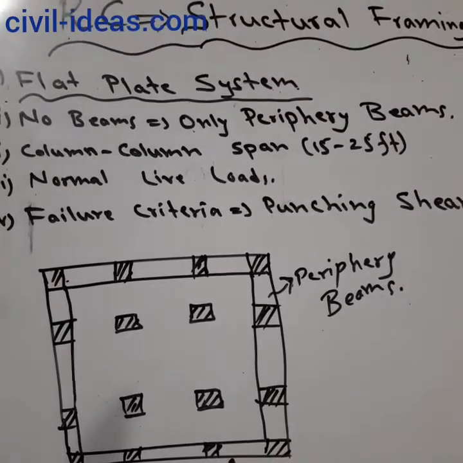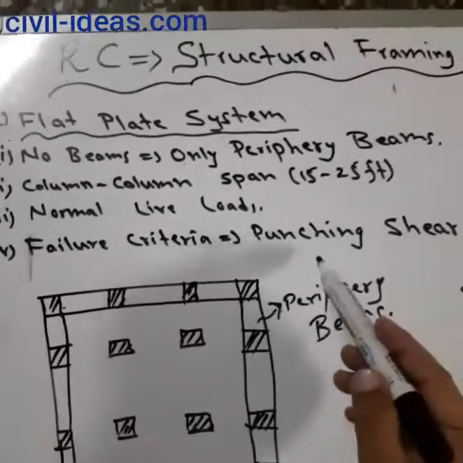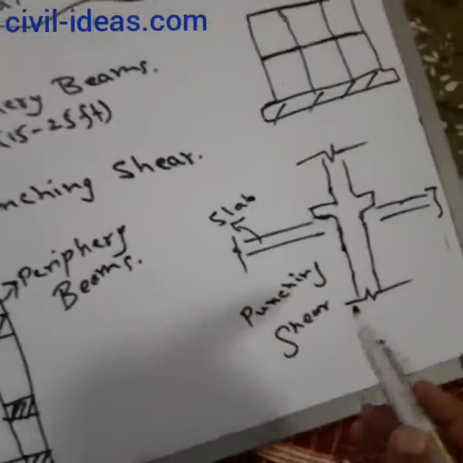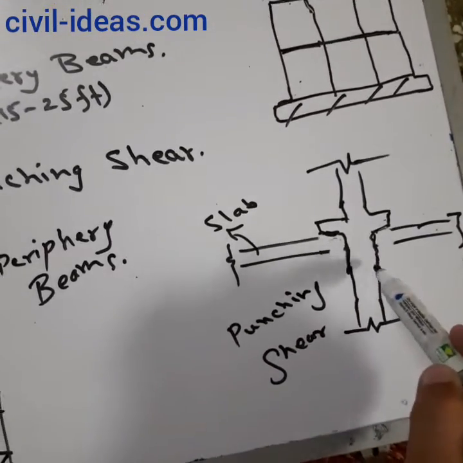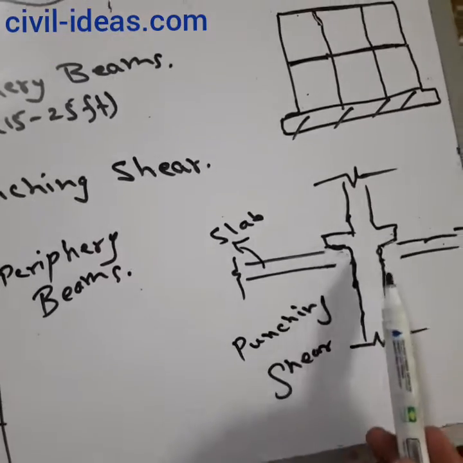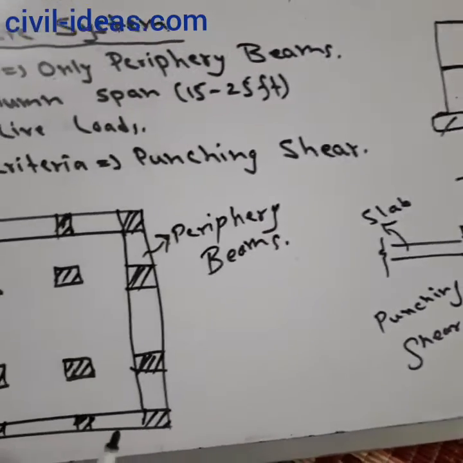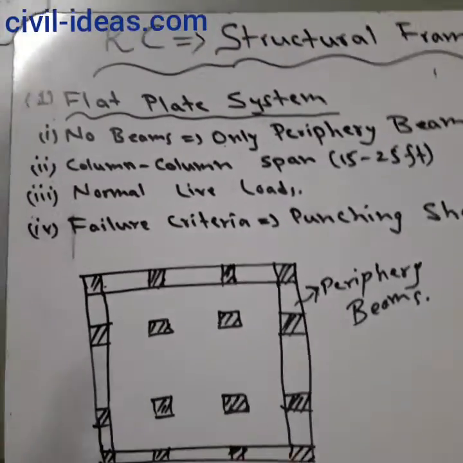And the failure criterion is normally punching shear. So it normally fails due to punching shear. This is the slab, and this is the column, and it punches through the slab. So this is the punching failure criterion that normally occurs in this type of slab. So this is in short about the flat plate.